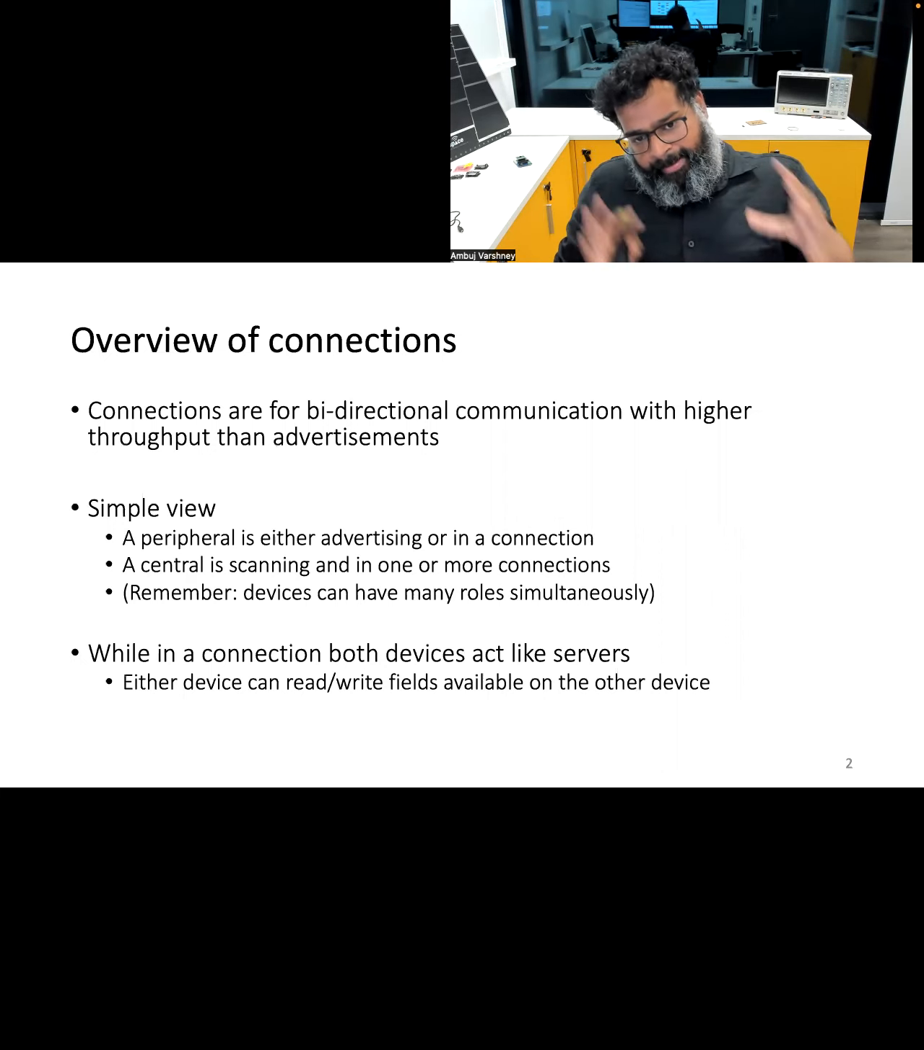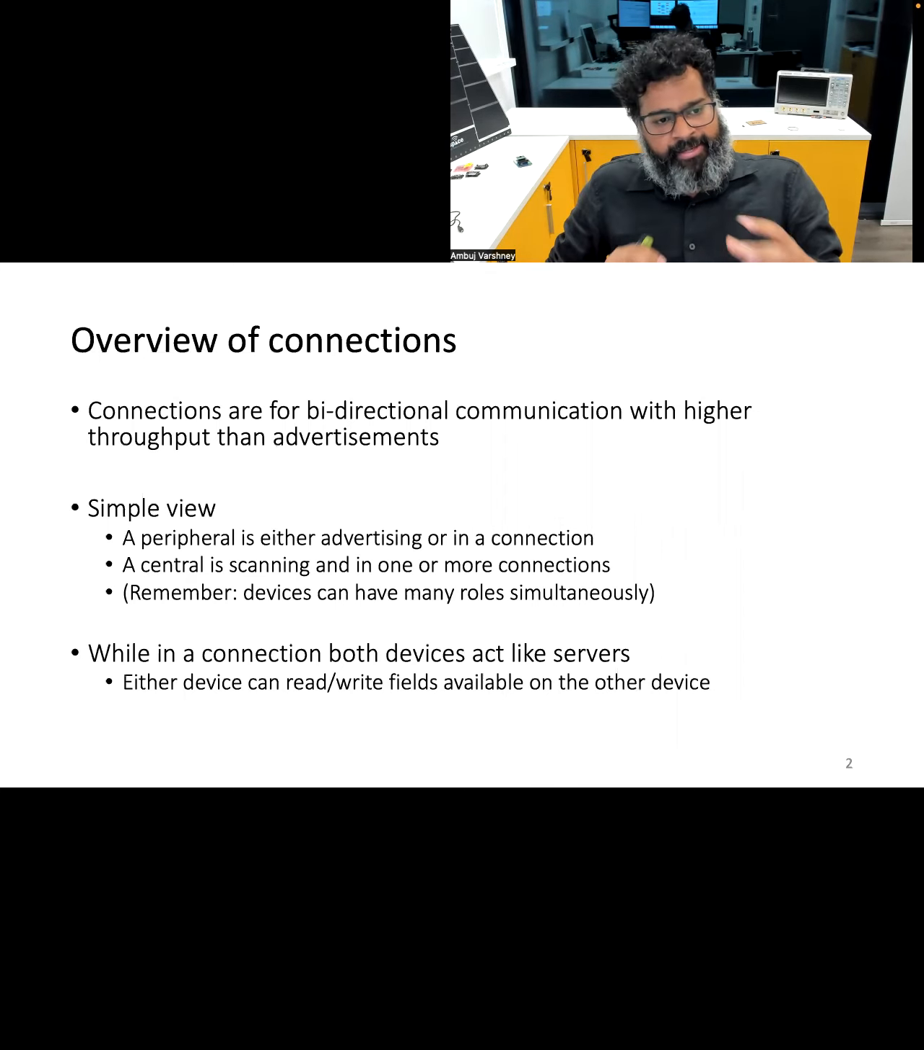Typically, if you look back at the topology of a Bluetooth network, a peripheral device or an end device could either be in a connection mode or advertising mode, and the central node could be either looking for advertisements, or it could be in a mode where it has established a connection with another device. One thing we should keep in mind is that when a connection is established between two devices, both of these devices act like a server. That means both of them can read or write fields on the other device, exchanging data bidirectionally.